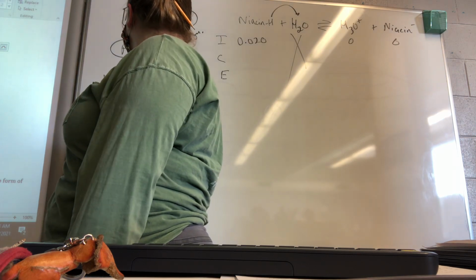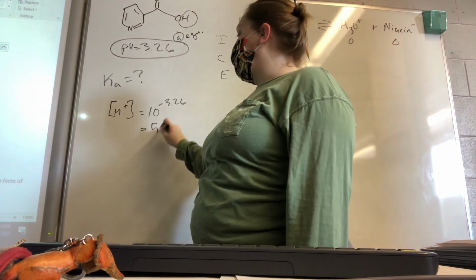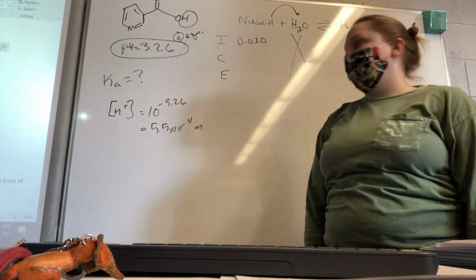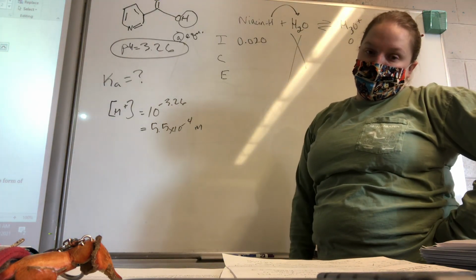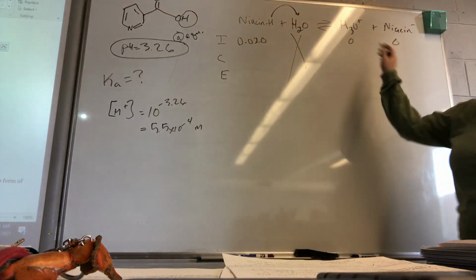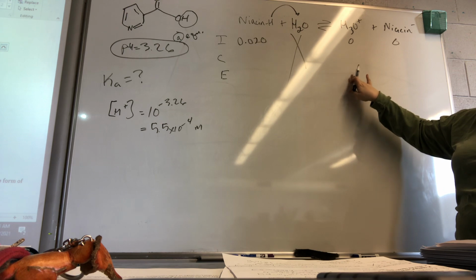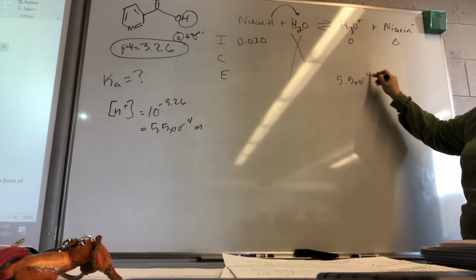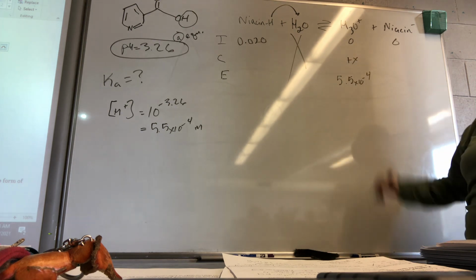It's really 5.5 times 10 to the -4. You said 5.5? Yeah, because it's 5.49. It's fine, 5.5. That number goes where on here? Equilibrium, H3O plus. That means that's our X, correct?